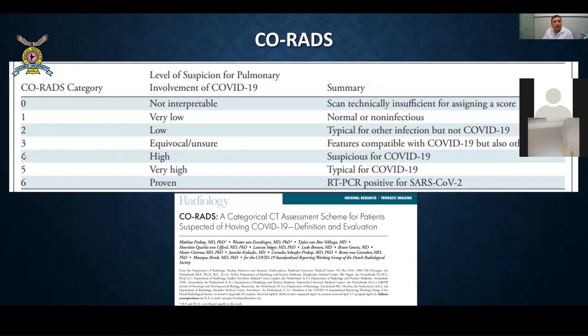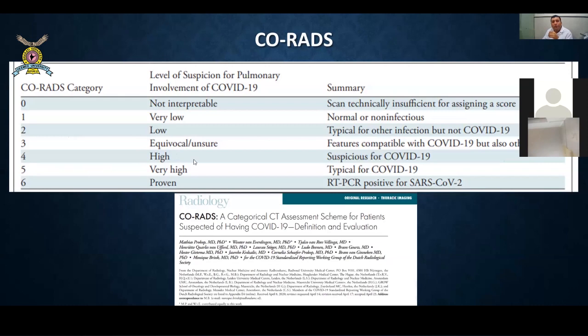In category 4, the level of suspicion is high, and you will see multiple ground glass opacities in different lobes in both the lung fields. But they are not predominantly involving the subpleural areas. They are not predominantly in the bilateral lower lobes. Both upper lobes, the middle lobe and the lingular segment may be involved. So you can categorize those patients into category 4.